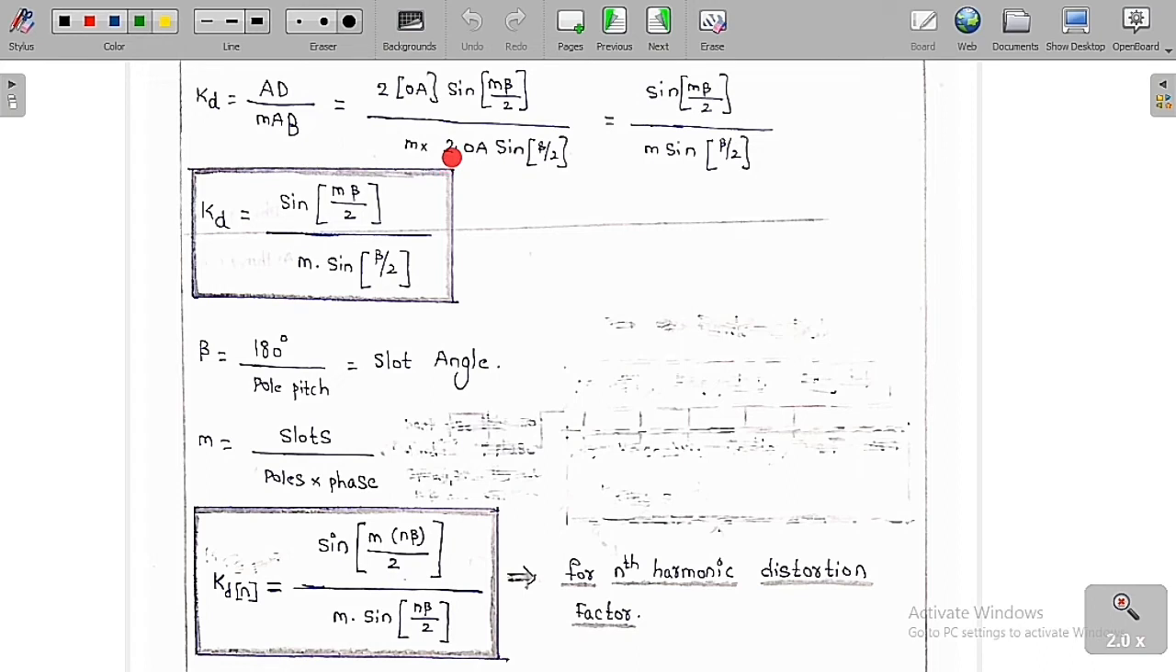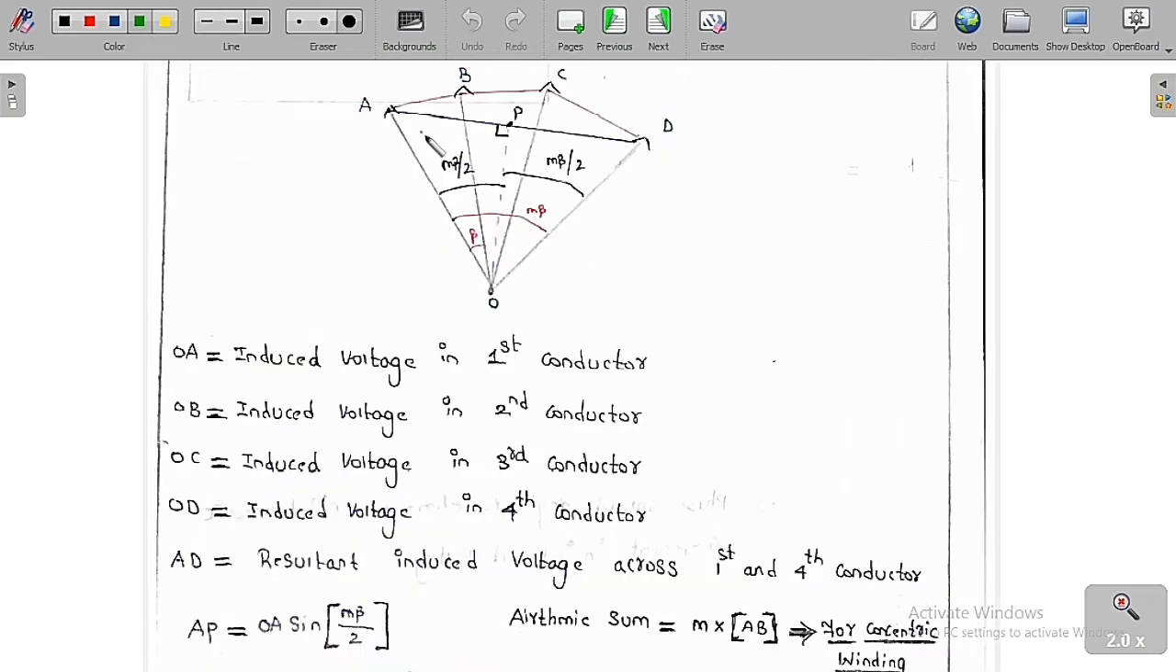Then how to get the AB? Again use the same principle: sine of beta by 2 is equal to AB by OA. Basically, now I want to find the overall length AB. Simply draw a perpendicular bisector, same principle, it is also an isosceles triangle. So for triangle ABO, I will draw the angle bisector, giving beta by 2, beta by 2. So sine of beta by 2 is equal to AX by AO, where this point is AX. So AX is equal to AO into sine of beta by 2.